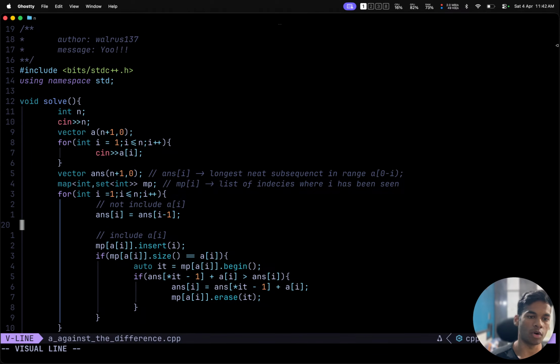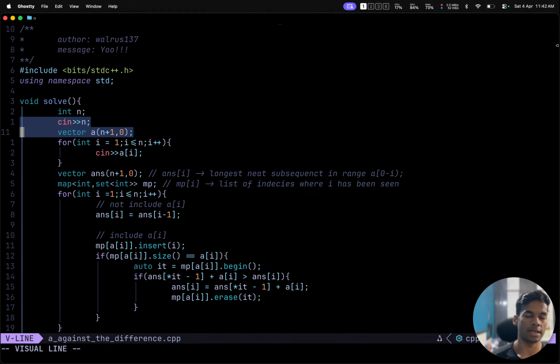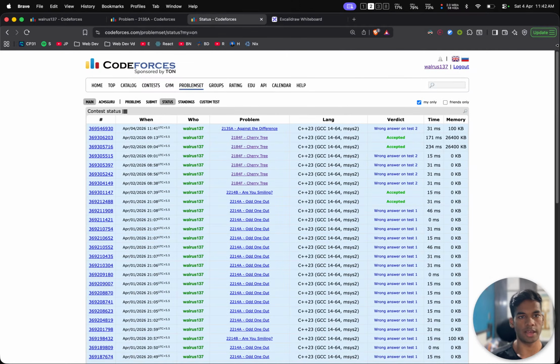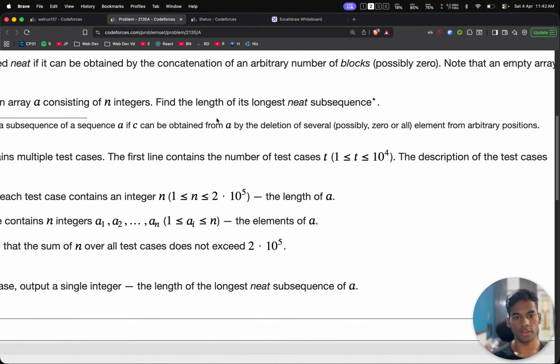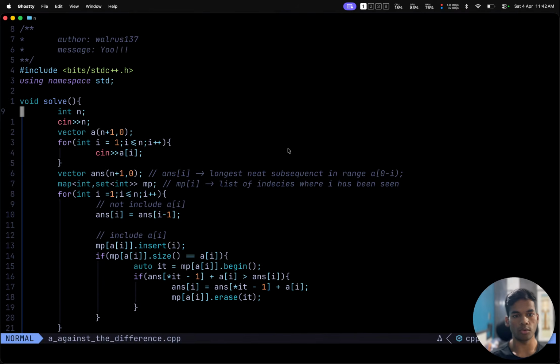It is not a time complexity issue. Yep, not an out of bounds issue, because the size of the array is within the limits. Like 10 power 5 is very cool to work with.